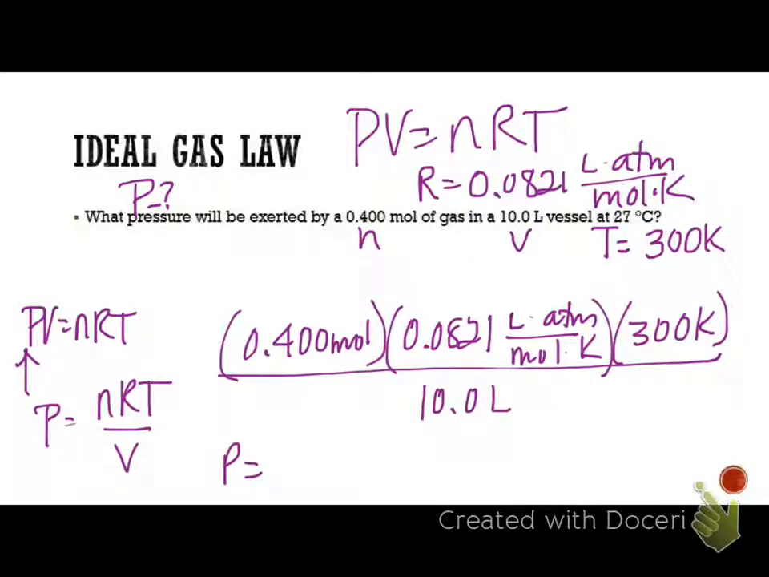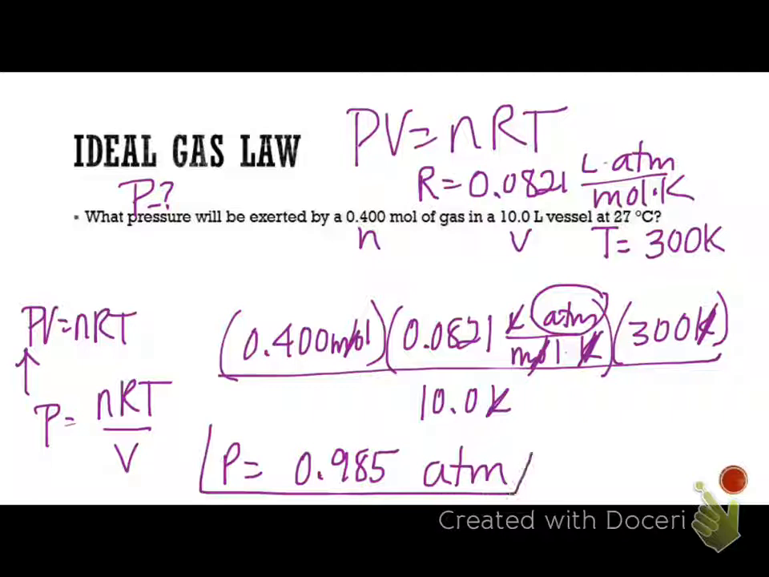Okay, now I want to show you how these units are going to cancel out. This liter cancels out with that liter. This mole cancels out with that mole. And this Kelvin temperature crosses out and cancels that Kelvin temperature. So I'm left with my unit of atmosphere, which is what I need since I'm looking for pressure. So I multiply the top, divide by the bottom, and I get 0.985. Everything was in 3 sig figs, and so I need 3. 0.985 atmosphere. So that's how we would work that.